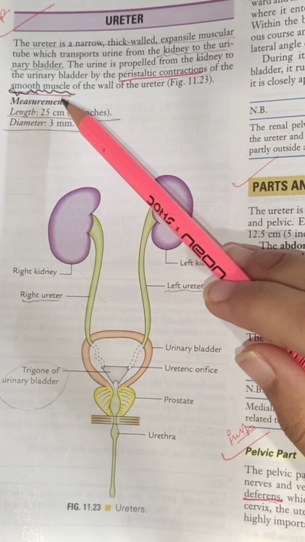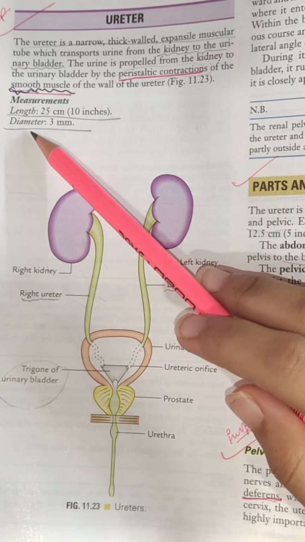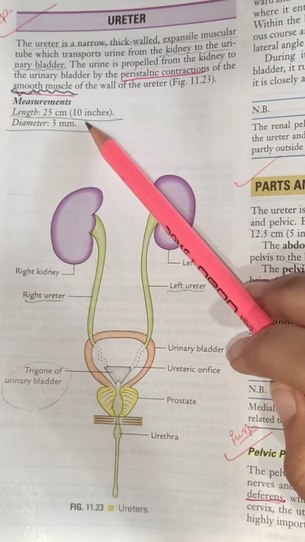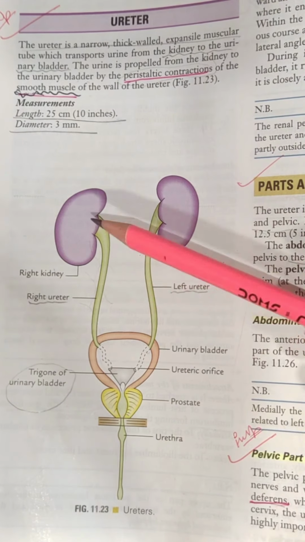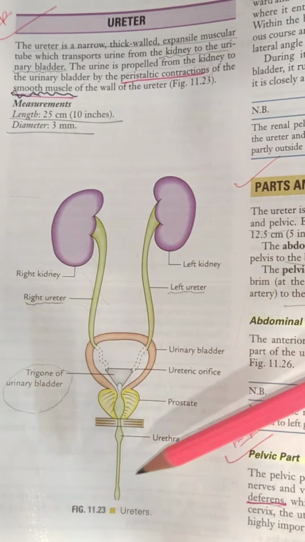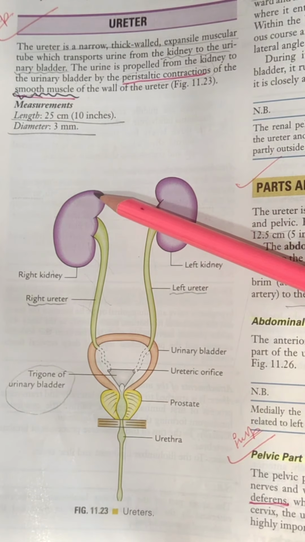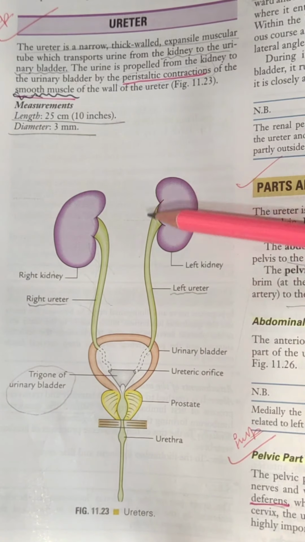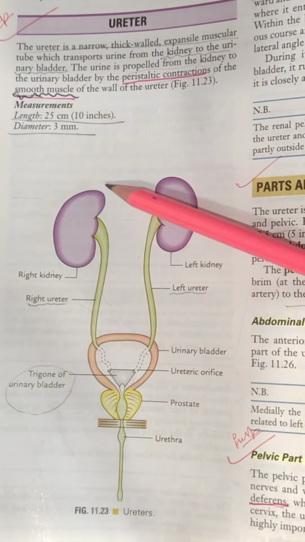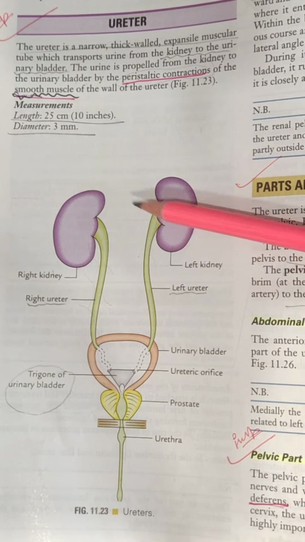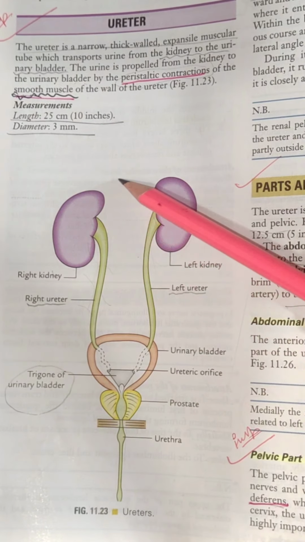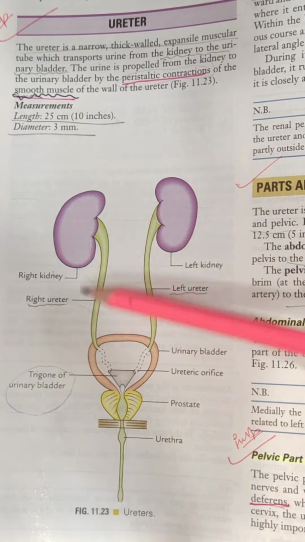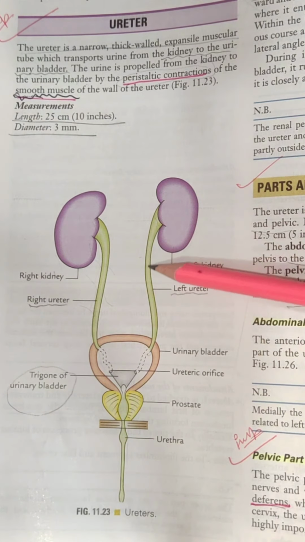Moving on to the measurements of the ureter, the length is around 25 cm and the diameter is around 3 mm. Now we'll look at the parts of the ureter. So first there are two kidneys, that is the right and left kidney. The right kidney is slightly lower than the left kidney because there is the liver above the right kidney. There are two ureters, right ureter and left ureter.